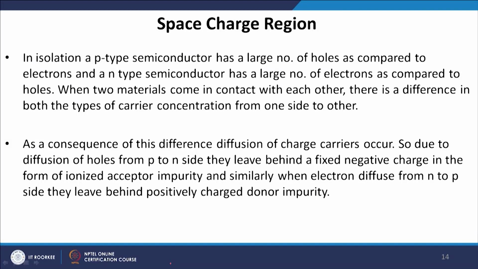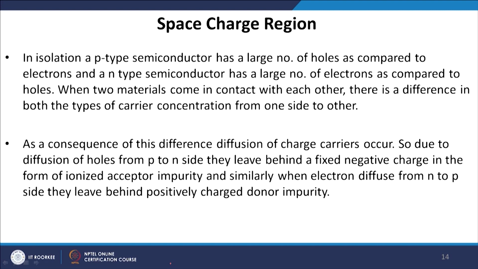So, what is a space charge region? In isolation, a p-type semiconductor has a large number of holes as compared to electrons, and an n-type semiconductor has a large number of electrons as compared to holes. When two materials come in contact with each other, there is a difference in both types of carrier concentration from one side to the other. As a consequence of this difference, diffusion of the charge carriers occurs.